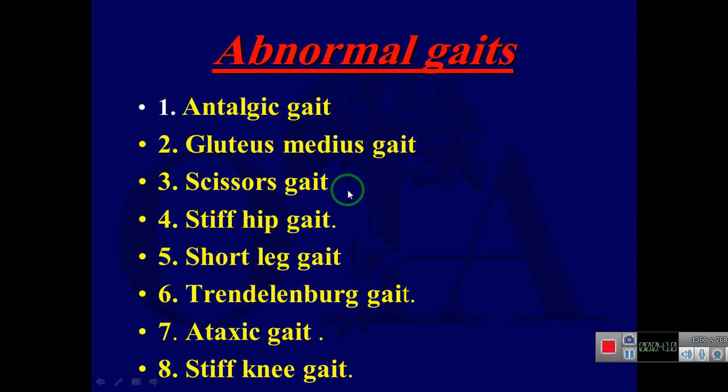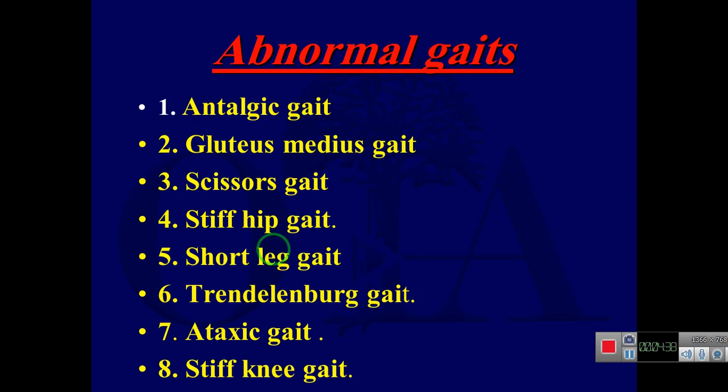Number 3, scissoring gait, the legs cross while walking, which we call the scissors gait, as in cerebral palsy. Number 4, stiff hip gait, no flexion in the hip, like in septic arthritis of the hip. Number 5, short leg gait, when shortening is more than 2 inches, limb shortening either congenital or acquired.